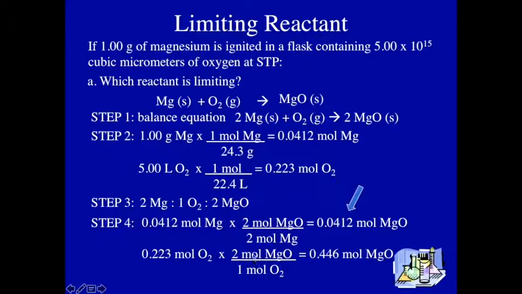You have your mole ratio right here. This is an equally valid way of calculating your moles of magnesium oxide that would be produced from 0.223 moles of oxygen gas. So with that, we've established that magnesium is going to run out before the oxygen runs out, and therefore the equation is going to stop when I make 0.0412 moles of magnesium oxide, because at that point I will not have any more magnesium to continue the reaction.